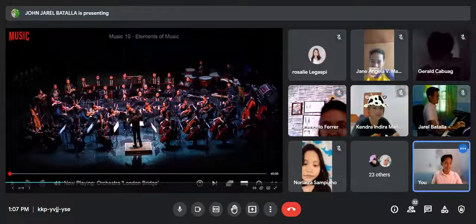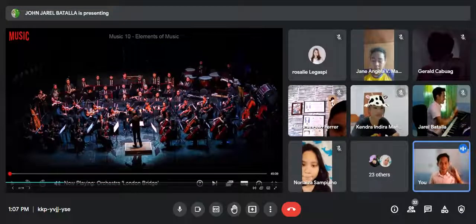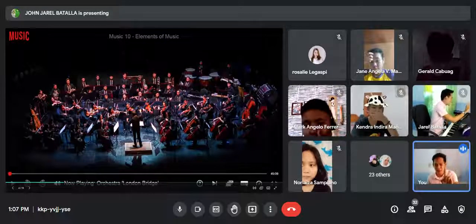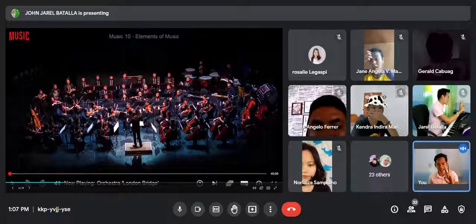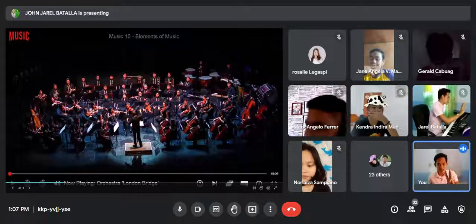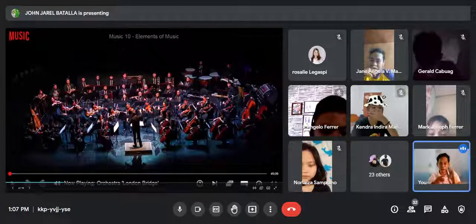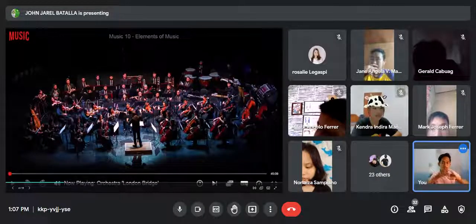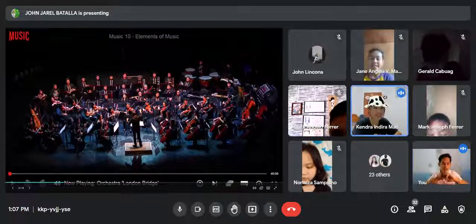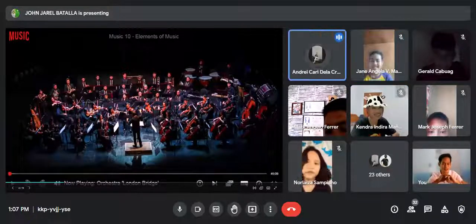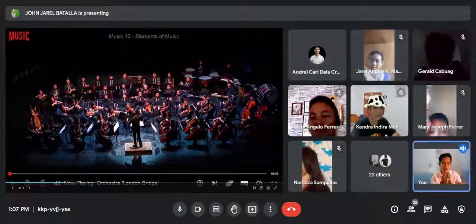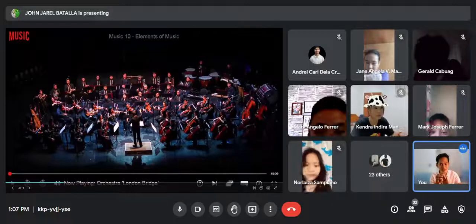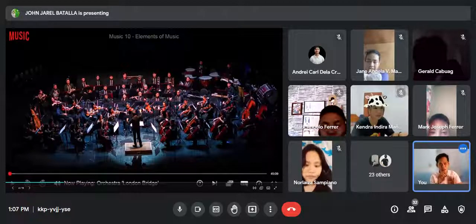Okay, now take note of this class. Group 1 will be the piano. Group 2 will be the guitar. Group 3 will be the tambourine. And group 4 will be the violin. Did you guys get it? Okay, I will repeat. Group 1 is piano, group 2 is the guitar, group 3 is tambourine, and group 4 is the violin.